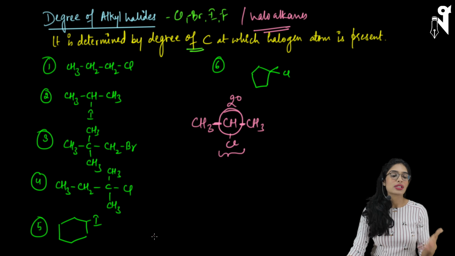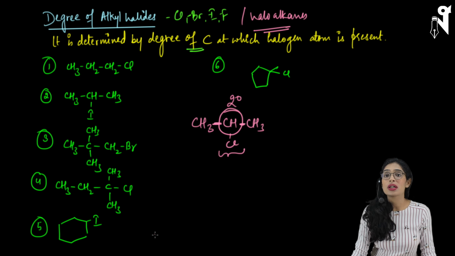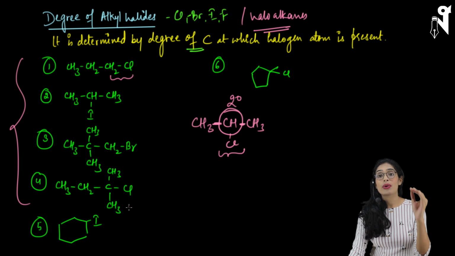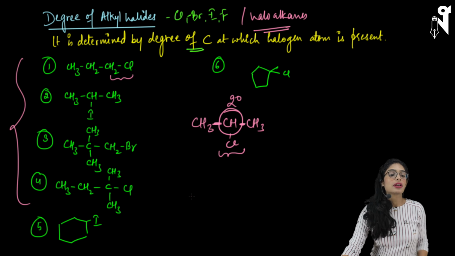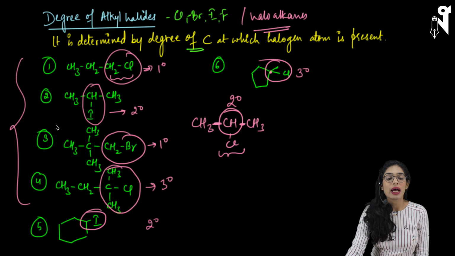So it's the same concept, just apply it on these questions. Figure out the degree of the alkyl halide or halogen present, and then I will write the answers over here, match with your answers. Okay, so let's quickly discuss. If we talk about the first compound, the chlorine is present on this carbon and it seems to be a primary carbon, hence the degree of this haloalkane will be primary.